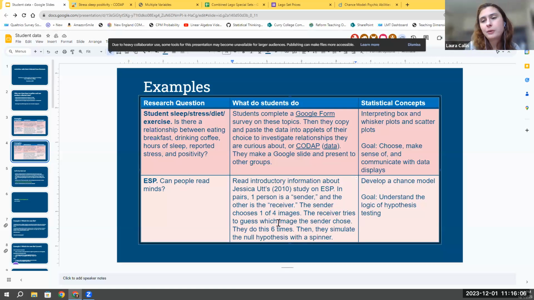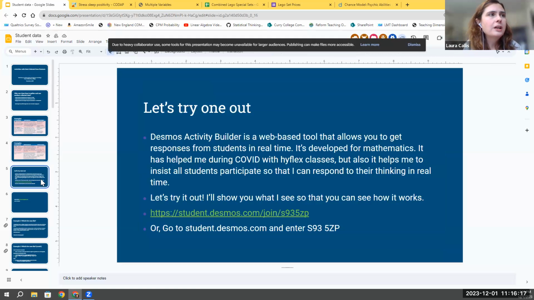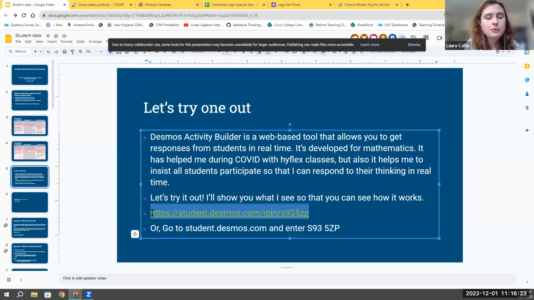And we could see how often you would randomly guess the correct picture. So this is when we're developing a chance model and understanding the logic of hypothesis testing. When I teach this lesson, I use Desmos, and I have a link here so we can play with it and you can see what Desmos looks like as a student and as a teacher.